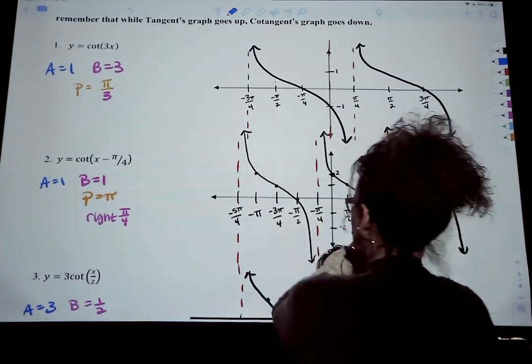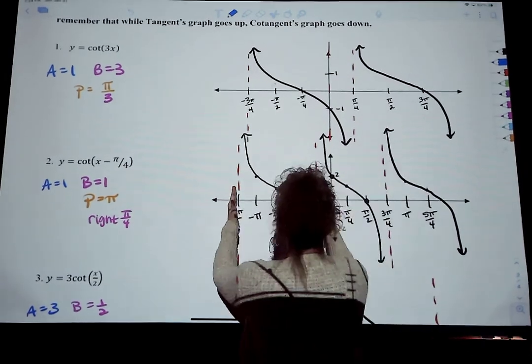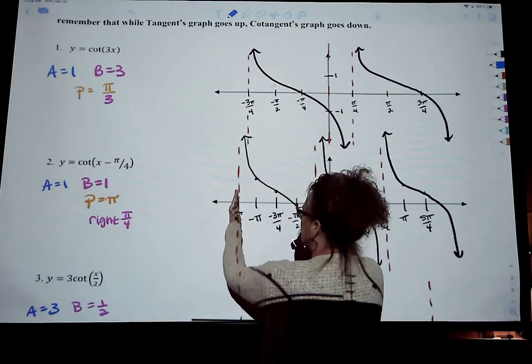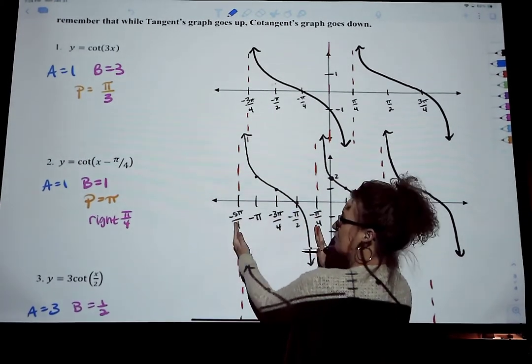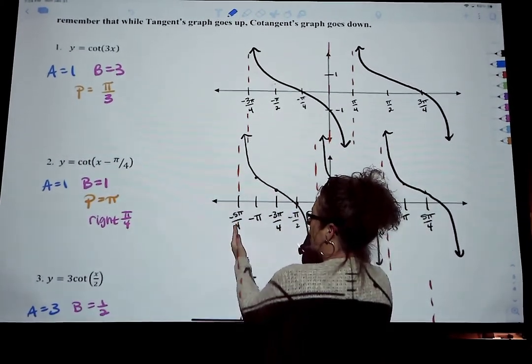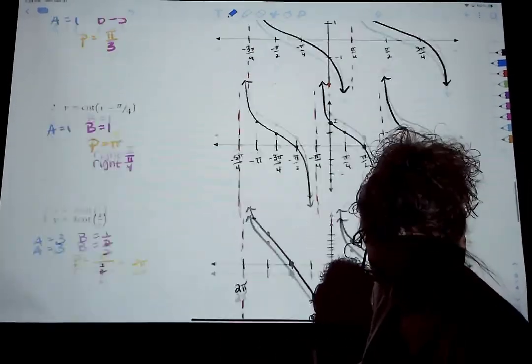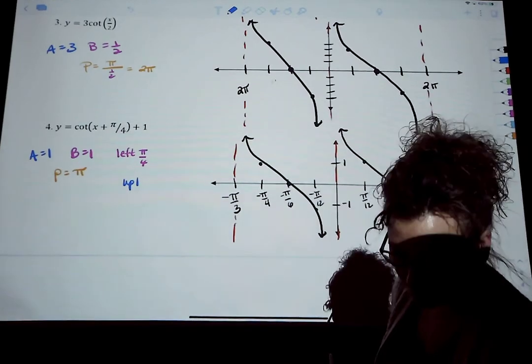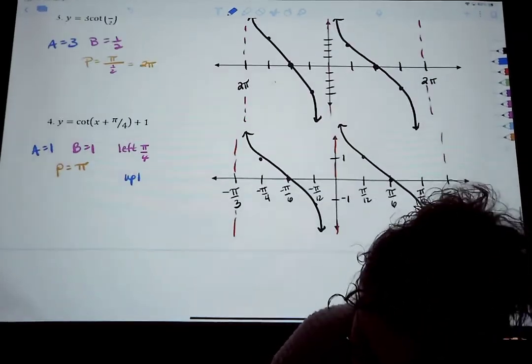Let me check the period of the graph really quickly. So from asymptote to asymptote, how far is this? It's pi. The period is pi. It's been moved up 1, and it's been shifted. Yep. Which one was that? That was graph number 2.